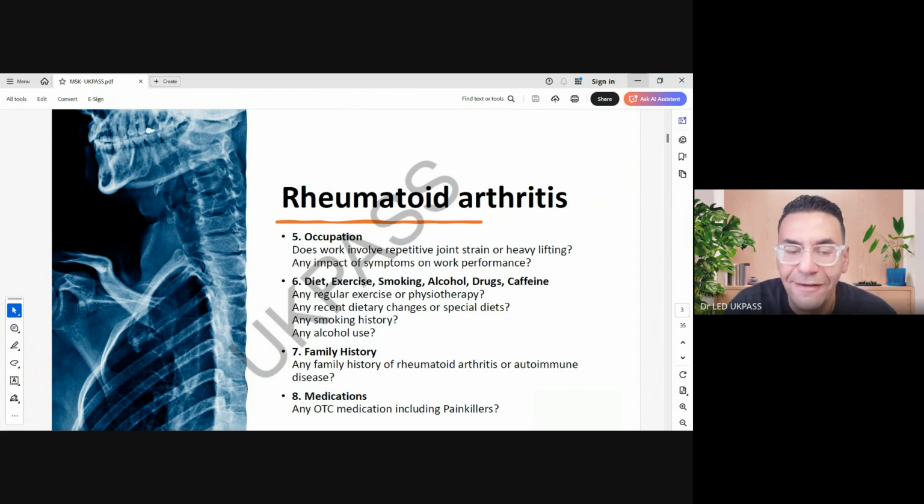Very important to ask about family history of rheumatoid arthritis and any autoimmune diseases. All of these are very important. Remember, any autoimmune disease can come associated with other autoimmune diseases. And this is why, if a patient has an autoimmune disease or you suspect they have, you need to ask about other autoimmune diseases, specifically if they run in the family. Okay, so all of these are very important.